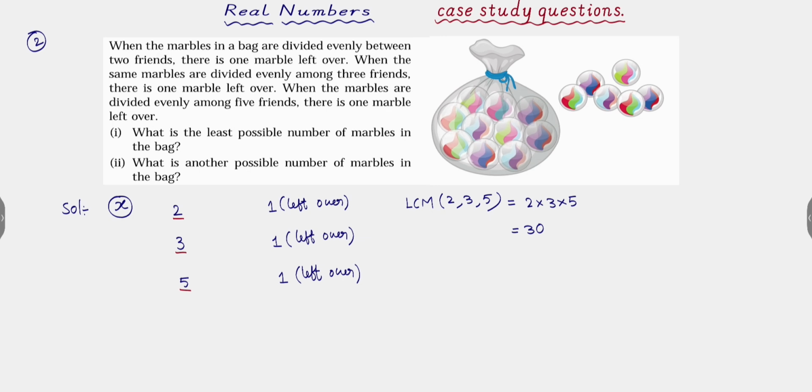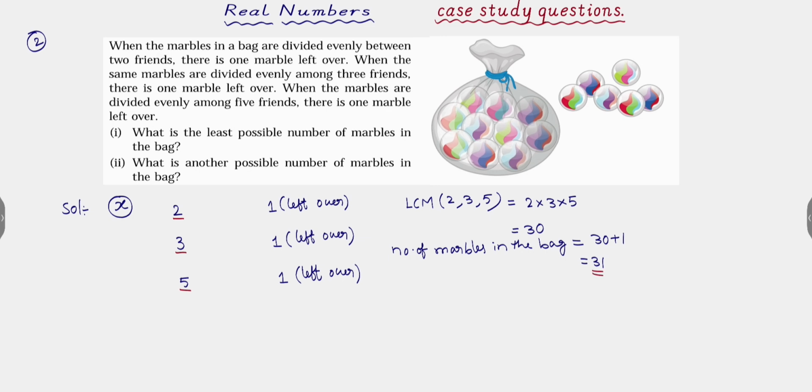So how do we get the number of marbles in the bag? The number of marbles in the bag will be equal to 30 plus 1, that is 31. Now we can check. When you divide 31 by 2, 1 is left over. When you divide 31 by 3, 1 is left over. When you divide 31 by 5 also, 1 is left over. So 31 is our required number.